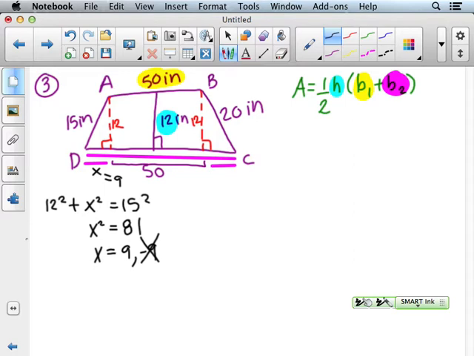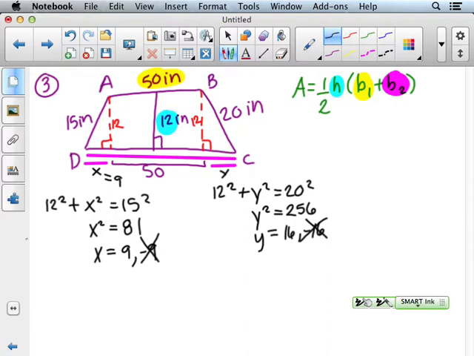On the other side, we'll have 12 squared plus, let me call this y, y squared equals 20 squared. And same thing, I'm going to square and subtract. I end up getting 256. When I square root both sides, I get that y is 16 and negative 16. But I know I can't use the negative 16 because we're talking about lengths of trapezoids, or sides of the trapezoid, so I get y equals positive 16. That means my base 2 is 9 plus 50 plus 16, which is 75.